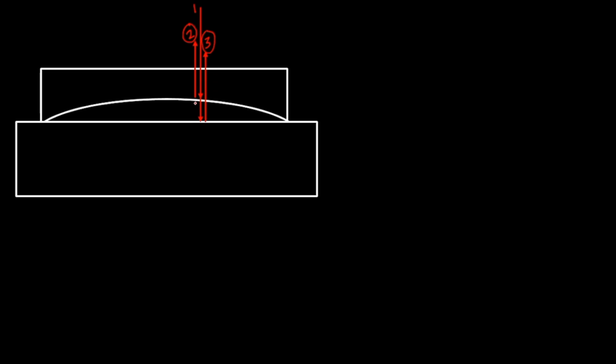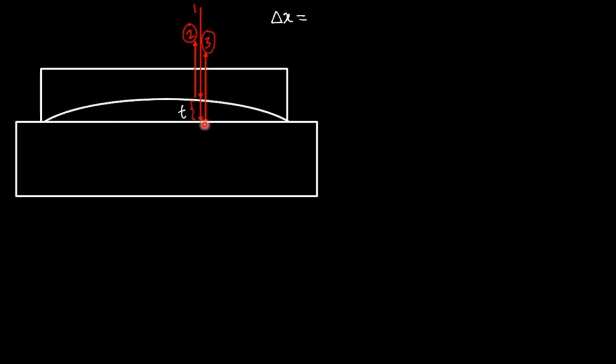So if this thickness is t, then what can you say about the path difference between 2 and 3? Let delta x be the path difference between 2 and 3. So you see over here what is happening. This ray 3 is undergoing an extra path length of how much? 2t, isn't it? t going down, t coming up.